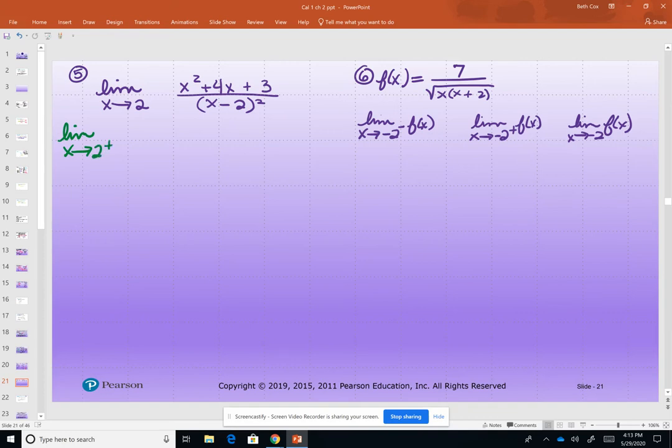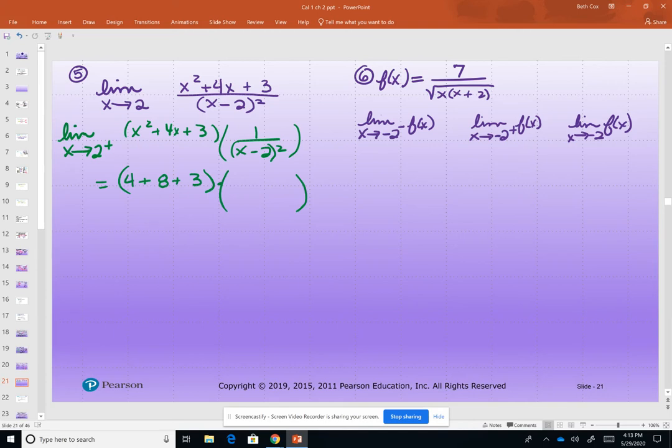When I plug it in, I could factor that. I could. I don't know if it would make that much of a difference. All right, so now if I plug it in, I'm going to get 4 plus 8 plus 3. And on the bottom is where it's going to go to 0.